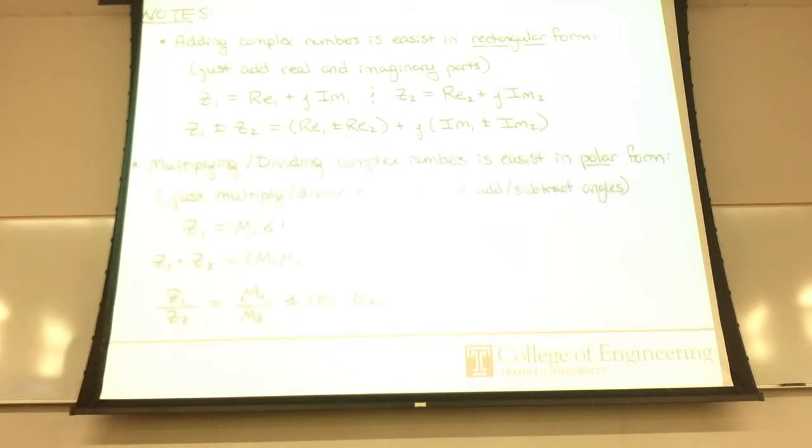Number two, multiplying and dividing complex numbers is easiest in polar or exponential form. In this case, you simply multiply or divide the magnitudes and add or subtract the angles. So there is your answer. Why do I represent complex numbers in different forms? Because different solutions require different methods.